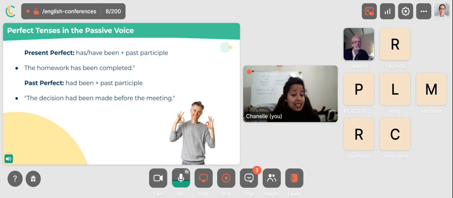The homework has been completed. In the past perfect, it becomes had been with the past participle. The decision had been made before the meeting.